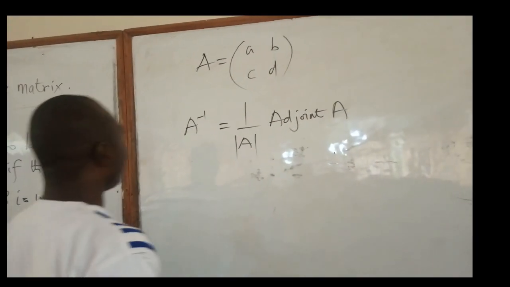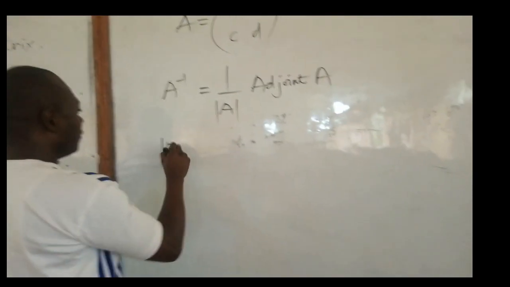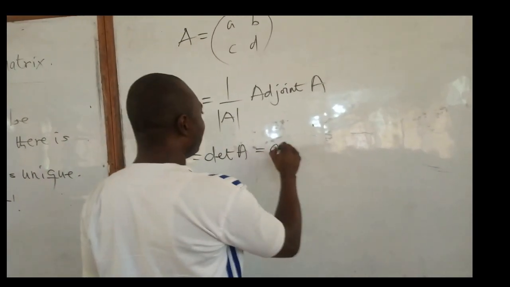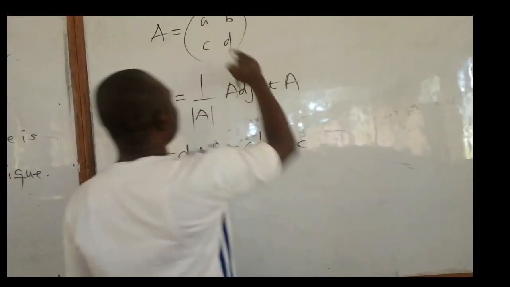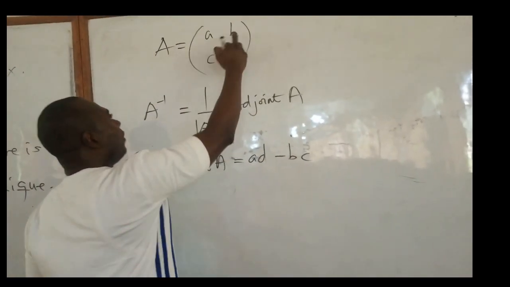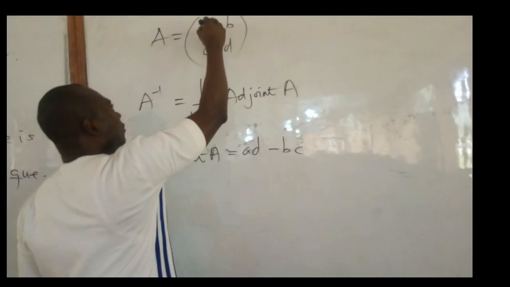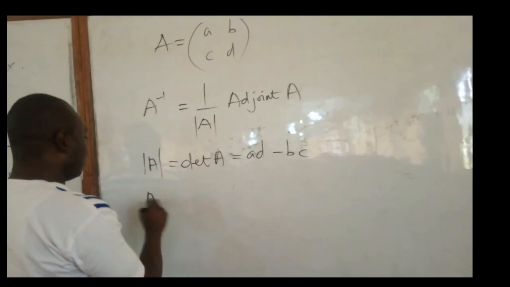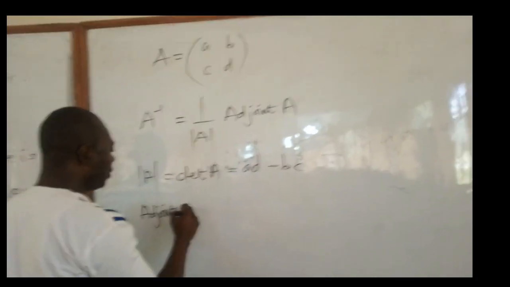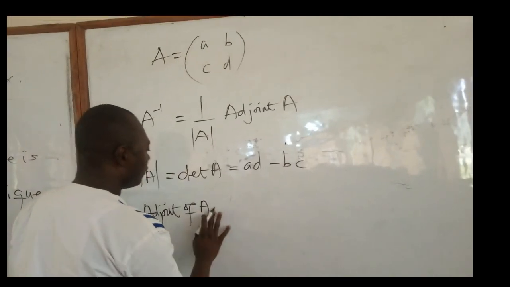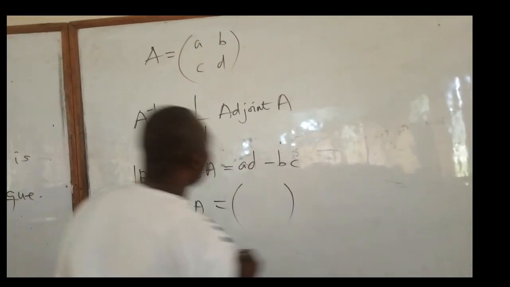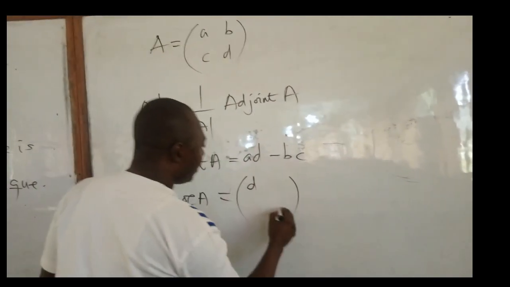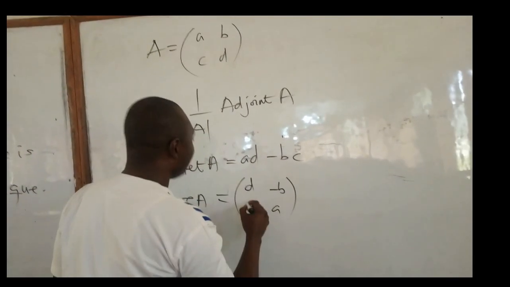Now, for a 2x2 matrix, the determinant is given by AD minus BC. That is A times D minus B times C. So this times this minus this times that. And then the adjoint of A: what you do is that you just interchange the positions of A and D. So D will come here, A will come here, and then you negate B and negate C.